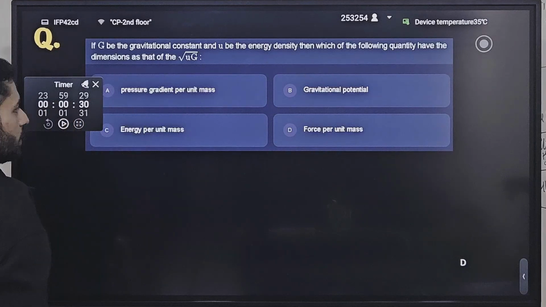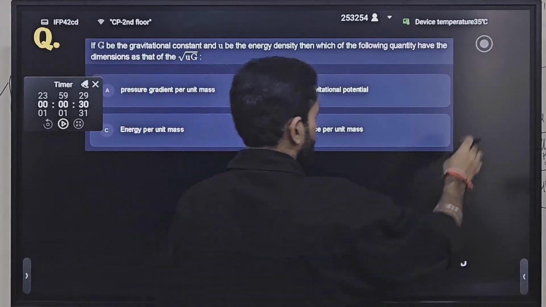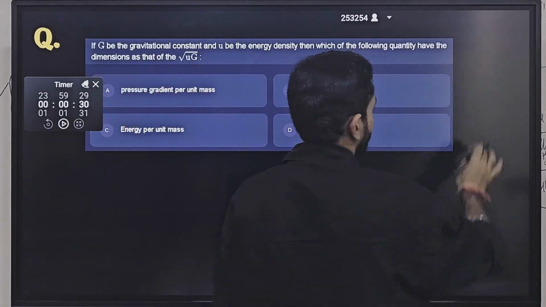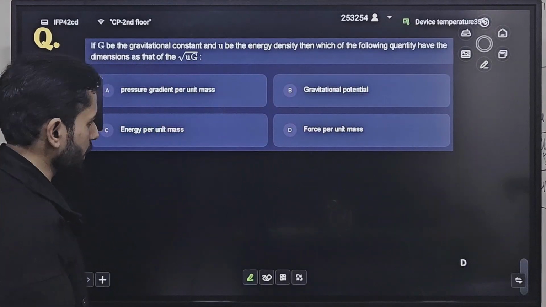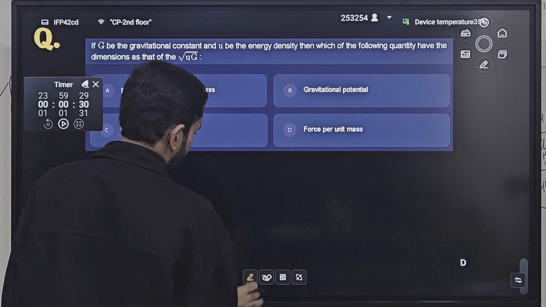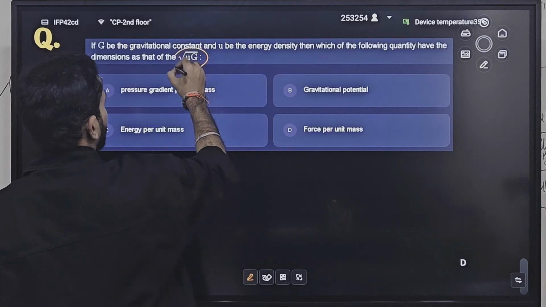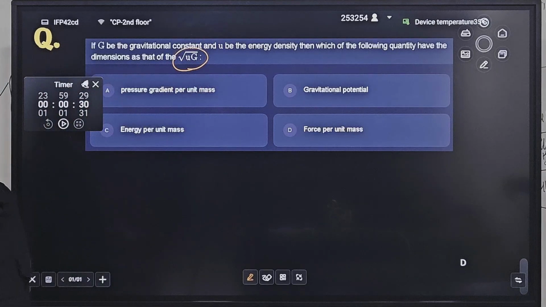Let's see. If you are still solving, you can pause the video, solve, and then check the answer. It's better than solving within some time constraint. It will increase your efficiency. Now, the question is directly asking you the dimension for root under U into G.